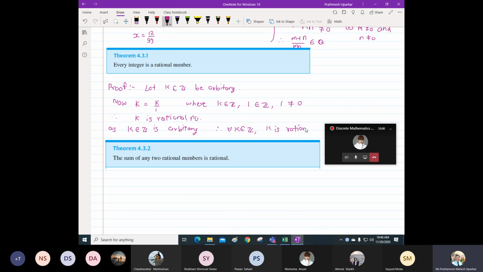So I proved it for an arbitrary element and generalized it for all integers. Since I have not chosen a particular value, if I had written the proof as let 10 belongs to z, therefore 10 is equal to 10 by 1, then it is not a general proof. When I am using a variable, I am using the general proof. Okay, what about this? Sum of two rational numbers is rational. How will I show this?